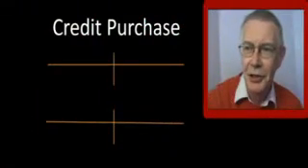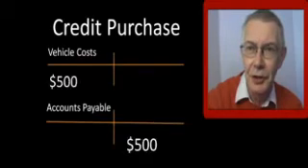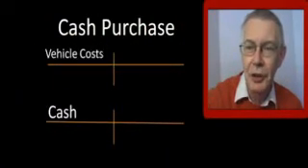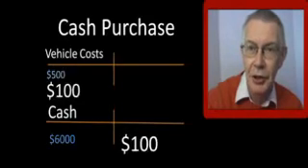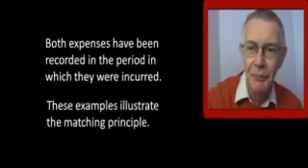The credit purchase is entered as a debit to vehicle costs for $500 and a credit to accounts payable of $500. The cash purchase is entered as a debit to vehicle costs for $100 and a credit to the cash account of $100. So both expenses have been recorded in the period in which they incurred. These examples have shown the matching principle.